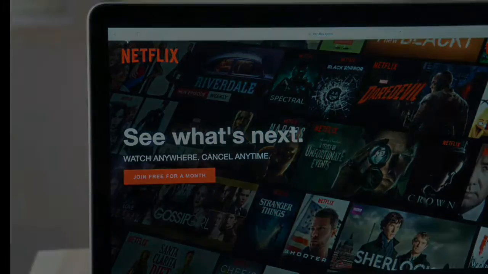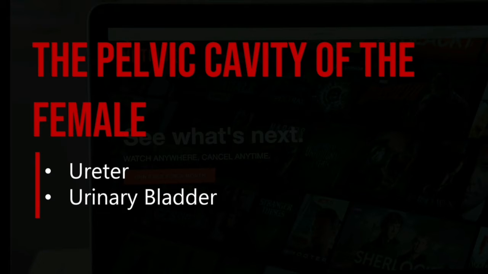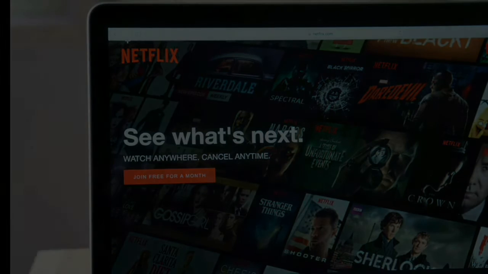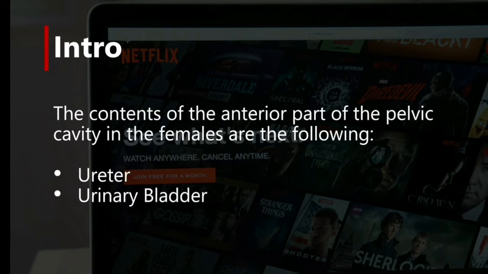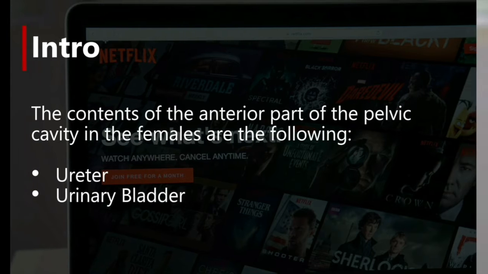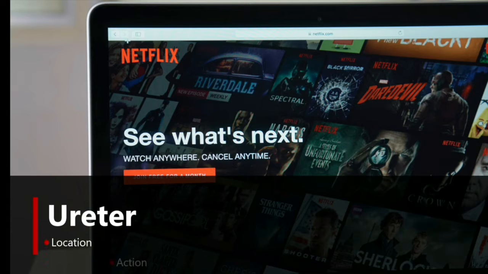Now I'll be discussing the pelvic cavity of the female, the ureter and the urinary bladder. The contents of the interior part of the pelvic cavity in the female are the following. We'll first discuss the ureter. We'll be talking about its location and action.